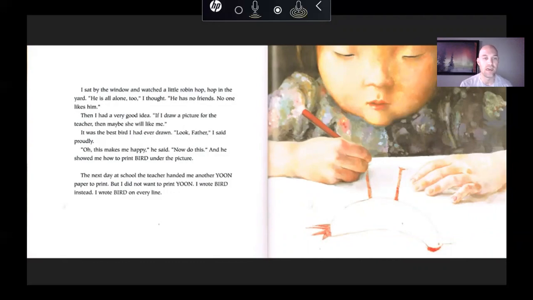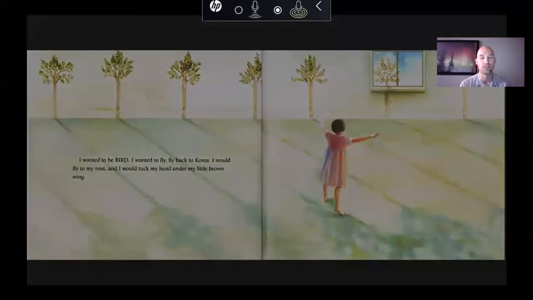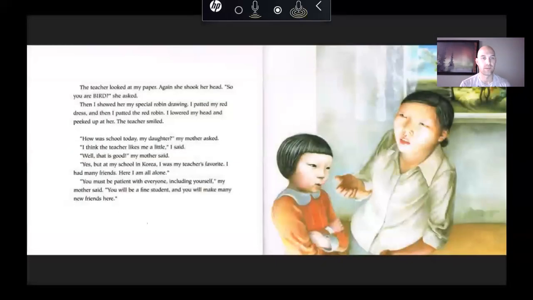B-I-R-D. The next day at school, the teacher handed me another Yoon paper to print. But I did not want to print Yoon. I wrote bird instead. I wrote bird on every line. I wanted to be bird. I wanted to fly back to Korea. I would fly to my nest, and I would tuck my head under my little brown wing.